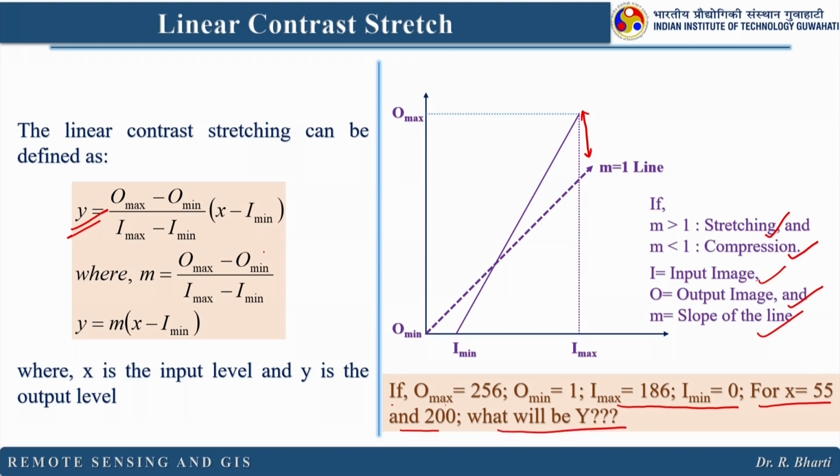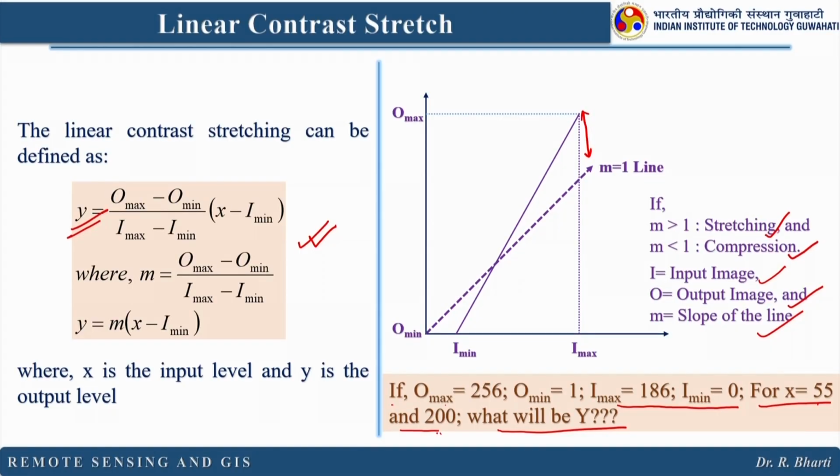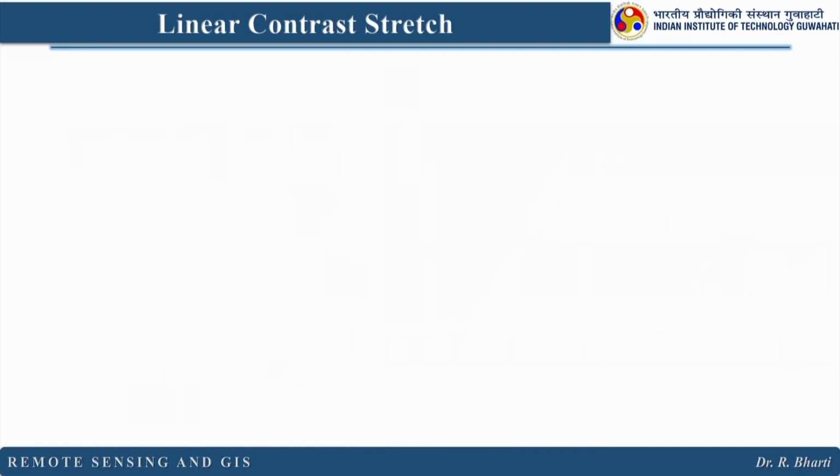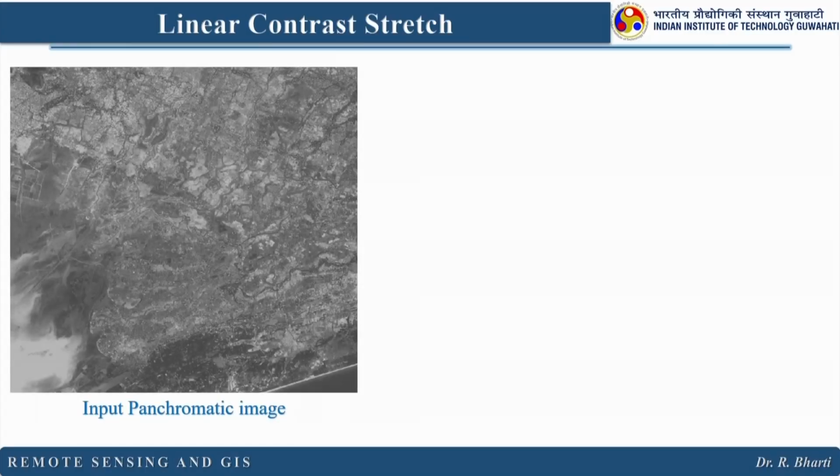So, you can easily use this particular formula and calculate what will be the Y value, right. Y will be the new stretched value for 55 and 200. So, you will get two values for both of them. You can see the difference before processing and after processing in these examples.